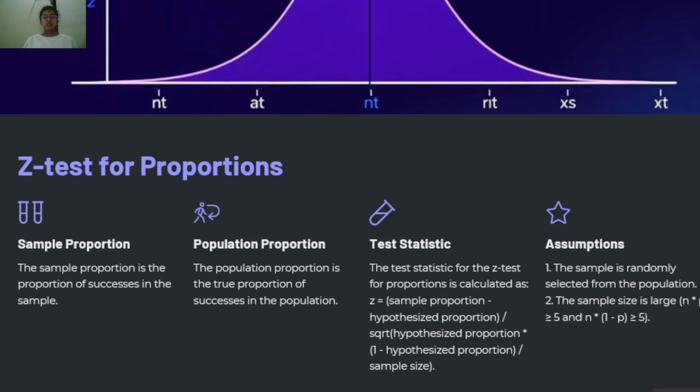Next, Z test for proportions. The sample proportion is the proportion of successes in the sample, and the population proportion is the true proportion of successes in the population. Test statistic: the test statistic for Z test for proportion is calculated as Z equals sample proportion minus hypothesized proportion, divided by the square root of hypothesized proportion times one minus hypothesized proportion divided by sample size. Assumptions: the sample is randomly selected from the population, and the sample size is large, which is n times p greater than or equal to 5, and n times 1 minus p greater than or equal to 5.